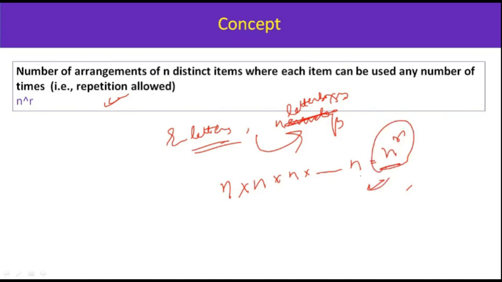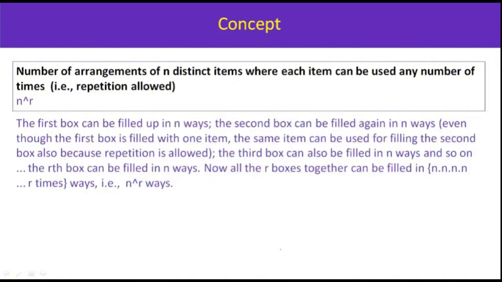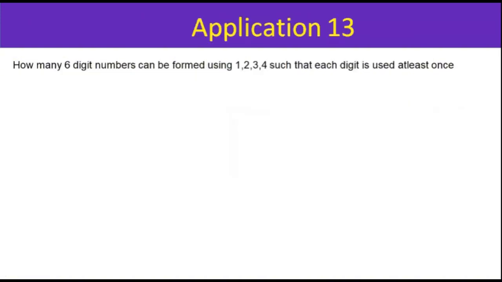There are 2 letters, 3 boxes. One letter can go in 3. Second letter can also go in 3 if repetition is allowed. So the answer is 3 squared. Okay, I'm just speeding up the session. The same thing that I've just explained. Nothing different. With this, let's jump onto this example.